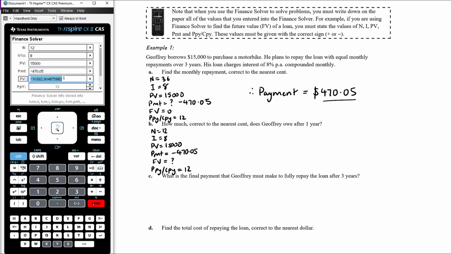Alright, and so we find here that the future value is negative 10392.90. So it's negative because money is still owing after only 1 year. So that's money that Jeffrey still owes. How much, correct to the nearest cent, does Jeffrey owe? So he doesn't owe a negative amount. The amount that he owes. So after 1 year, there is $10,392.90 still owing.